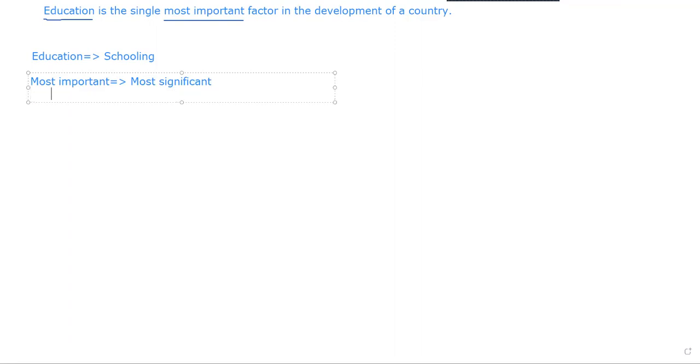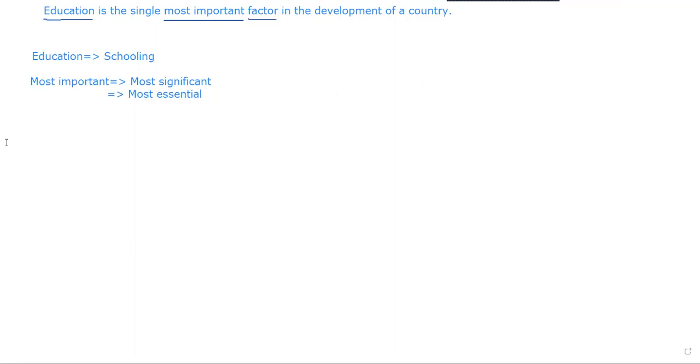Or we can also say most essential. So in place of most important, we can use most significant, most essential. Okay. Then for example this word factor.